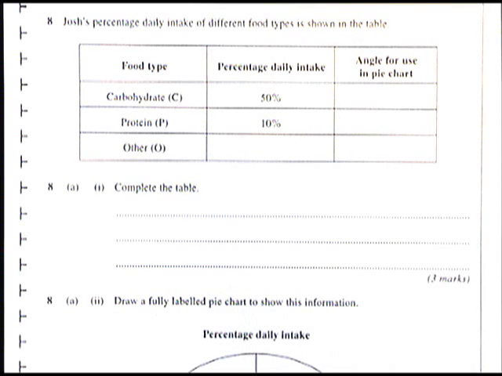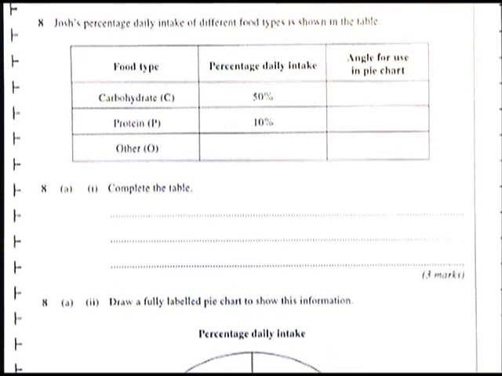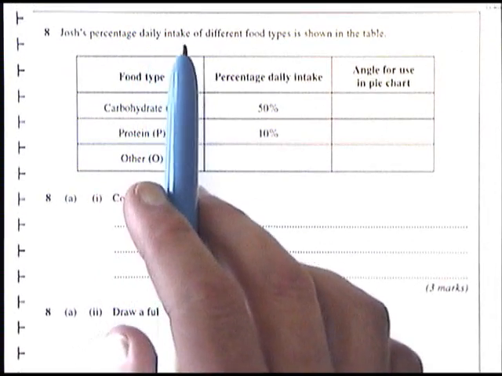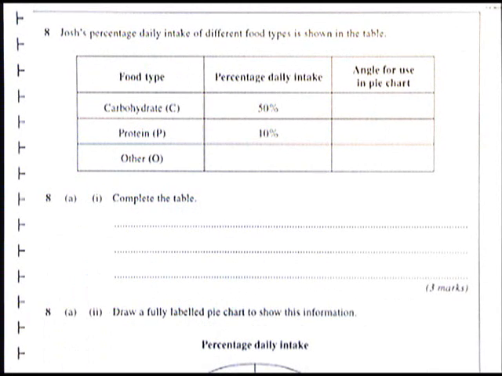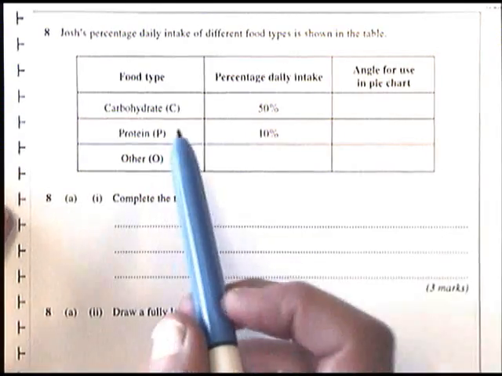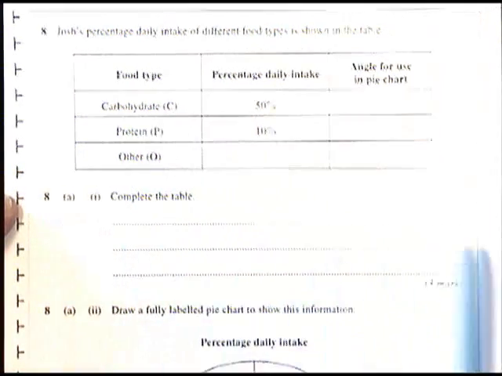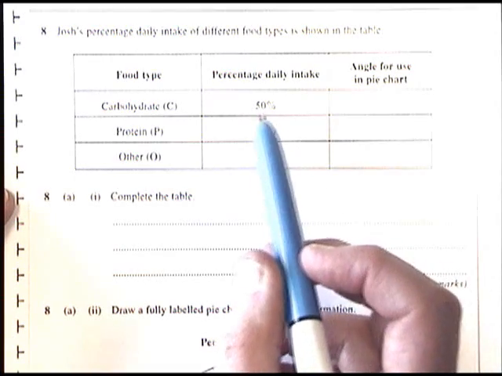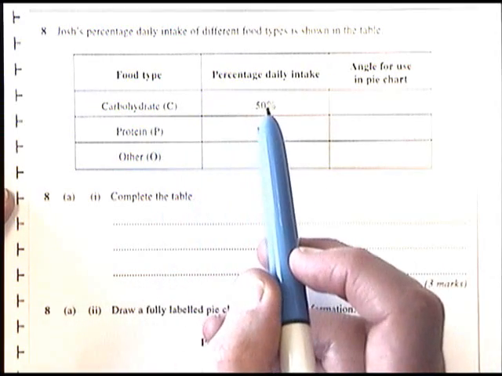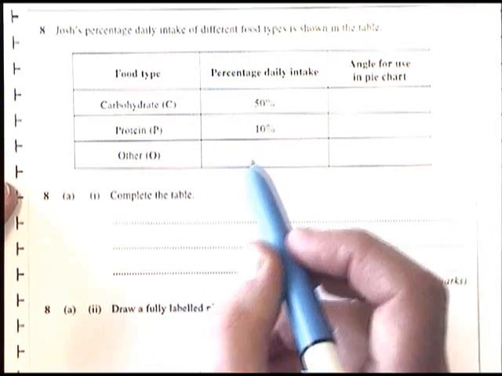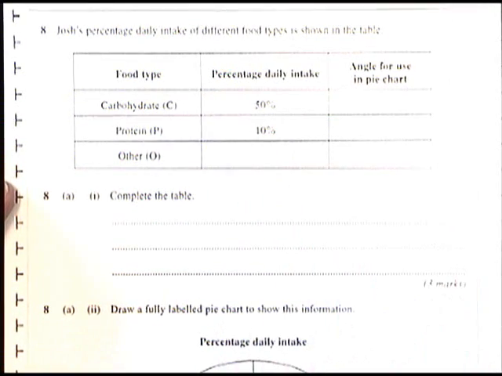This is question 8 on the Mod 1 November 2008 Foundation paper. We've got a table showing the percentage daily intake of different food types, and we've got to complete the table. We've got 3 different types of food: carbohydrate, protein and other. We've got their percentages here: carbohydrate 50%, protein 10%. We've got a missing number here.